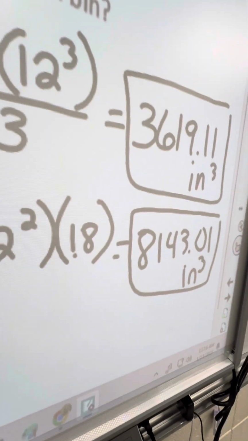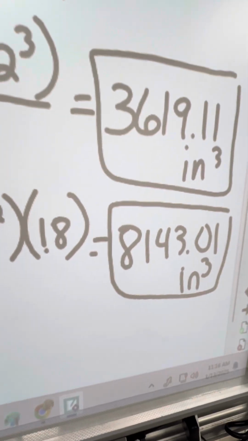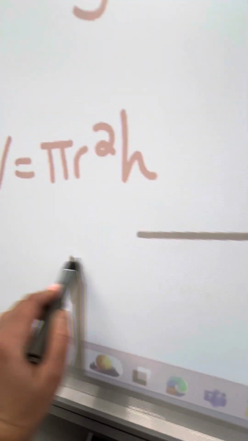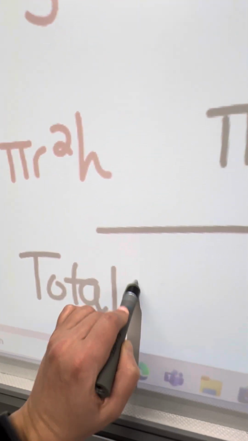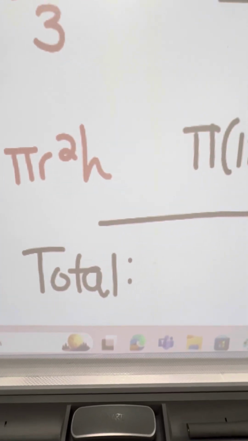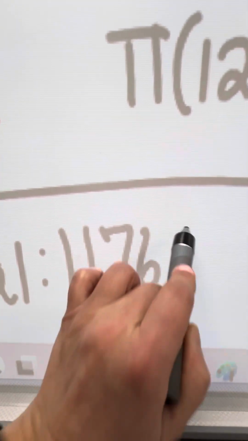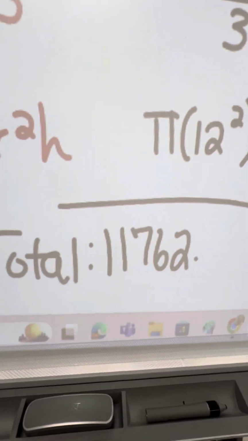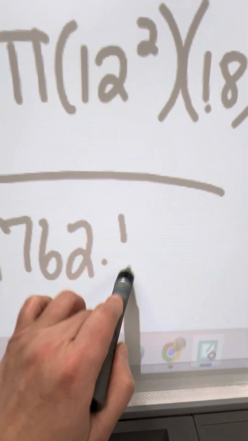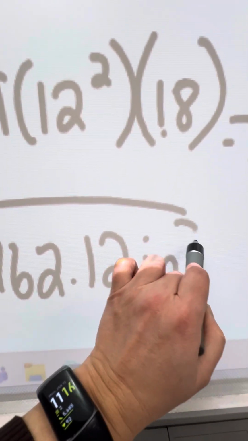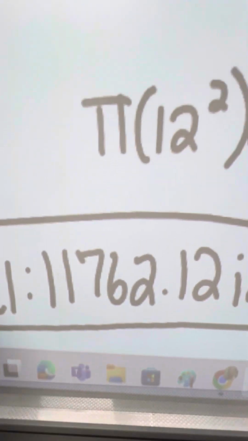Now all I have to do here is add those two together. And when I add them together I get a total value of 11,762.12 inches cubed. And there you have that.